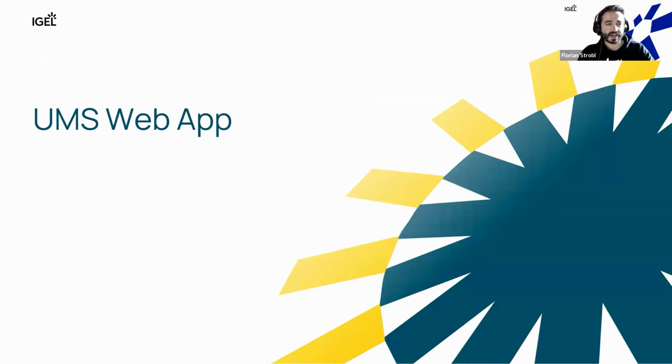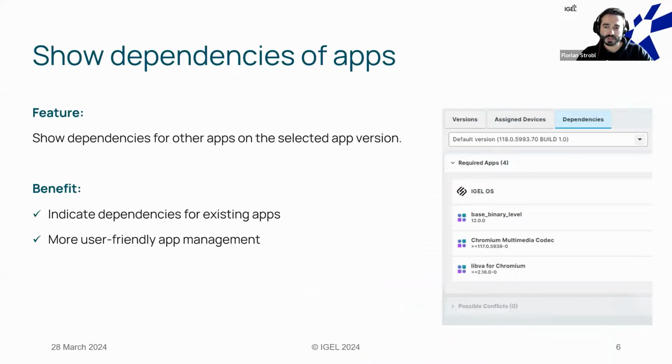So saying that, I want to start with the regular features of the UMS Web App. The first feature I want to present to you is the possibility now to see the dependencies of apps. So there are apps in our environment that have a dependency to other apps. Until now, it was not possible to see the dependencies in the UMS. Now we achieved that.